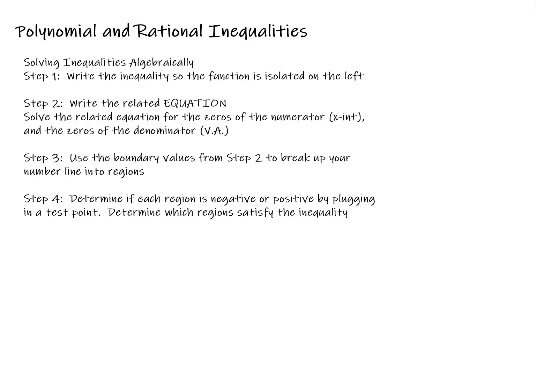So on the board, I have rules for solving inequalities algebraically. Now I want you to take a close look at steps 3 and 4. It says to use the boundary values from step 2 to break up your number line into regions. That should sound really familiar because that's the same steps that we did when we were solving something graphically. And we divided our x-axis into regions depending on where our x-intercepts and our vertical asymptotes were. And then step 4 is to determine if each region is negative or positive.